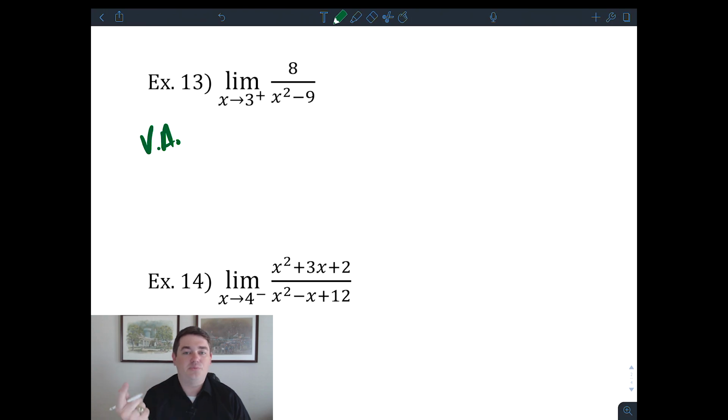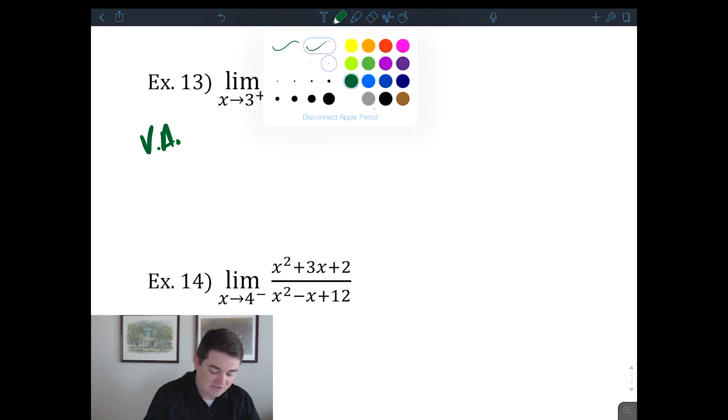So now I'm going to look at it a little bit differently because I know there's a vertical asymptote there. As this graph approaches from the right, it can only do one of 2 things. Go up to infinity or down to negative infinity. So what I'm going to do is a little trick here.